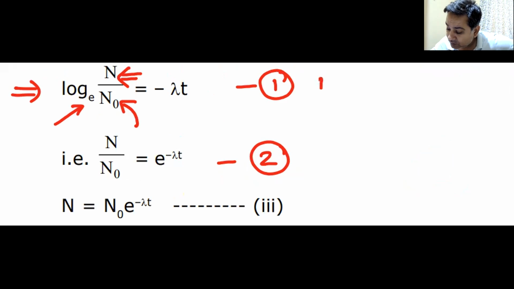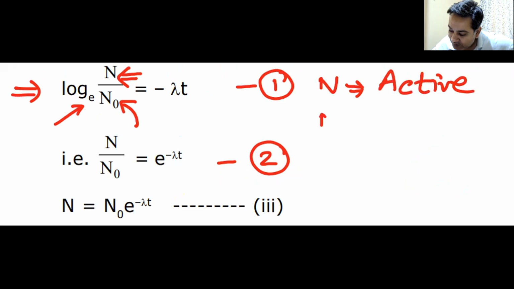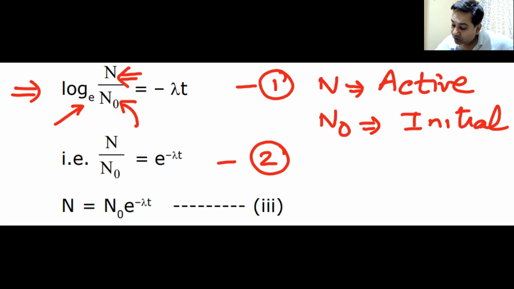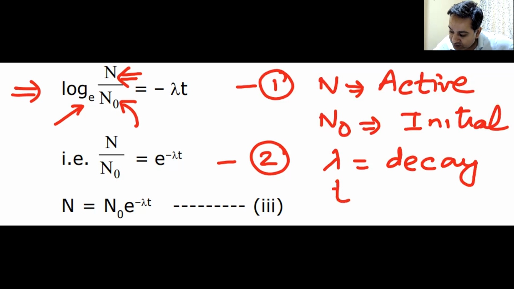What does N stand for? N stands for the number of active nuclei. What does N naught stand for? It is the number of initial nuclei. What does lambda stand for? Lambda is the decay constant. What does t stand for? t stands for time. And this e is your mathematical e. e is the Euler's number. Have you come across this Euler number in log? Yes or no?